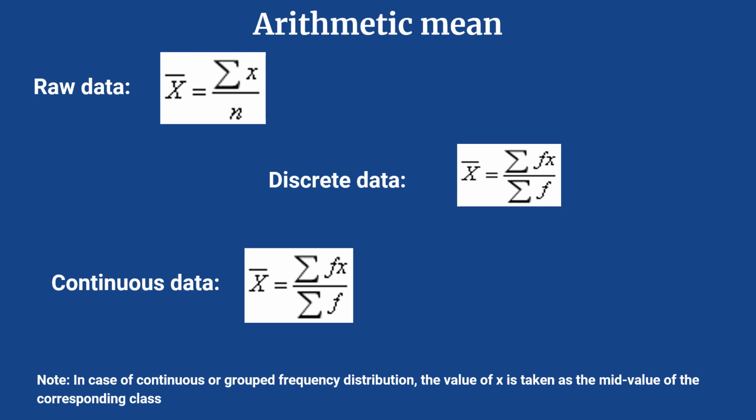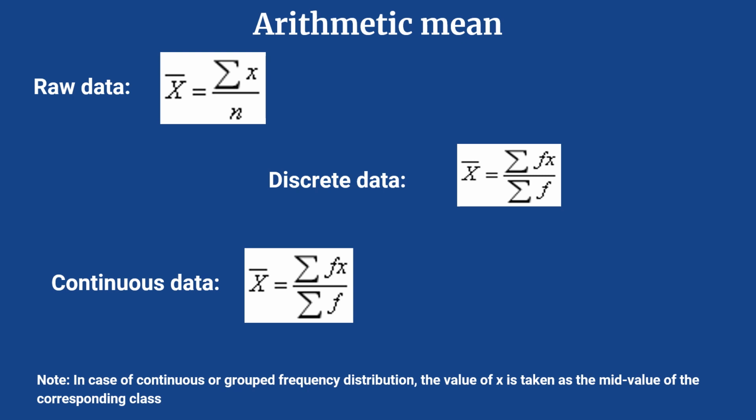In raw data, the arithmetic mean is calculated by the formula x bar equals summation x upon n, where n stands for number of observations and summation x is addition of all the observations. For discrete data, the formula is x bar equals summation fx upon summation f, where f is the frequency and x is the discrete value given to us in the table.